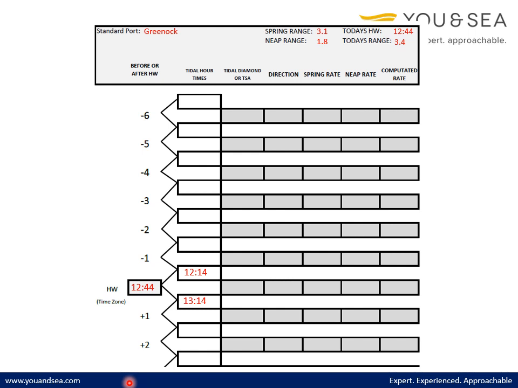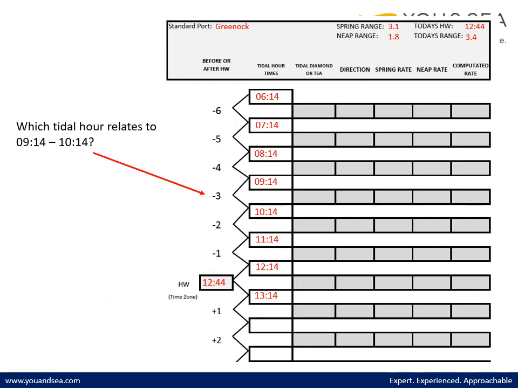So going back from 12:14, every white box further up here, we take 1 hour off. It becomes 11:14, 10:14, 9:14, 8:14, 7:14, and 6:14. And I've just done this for completeness. You don't have to go all the way back. We were looking for 9:14 to 10:14. And as we can see from this diagram, the tidal hour that we will need is high water minus 3, or 3 hours before high water.